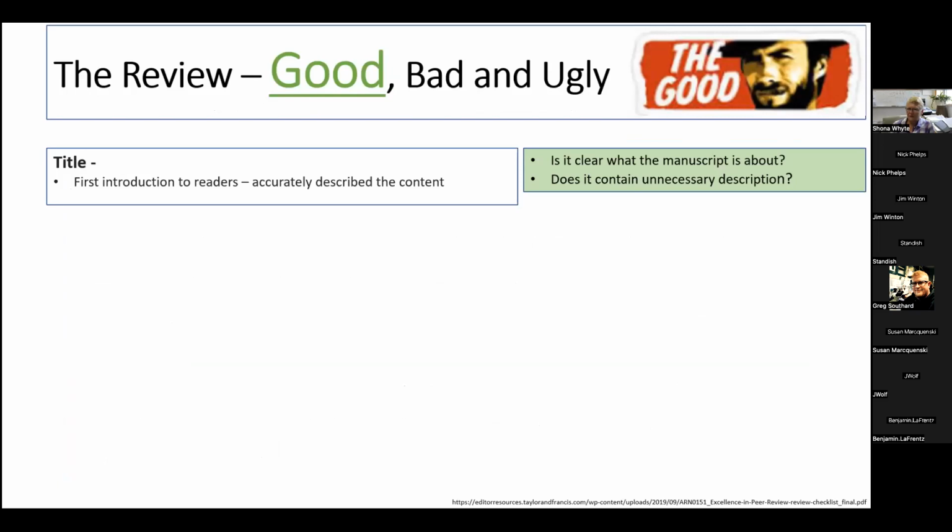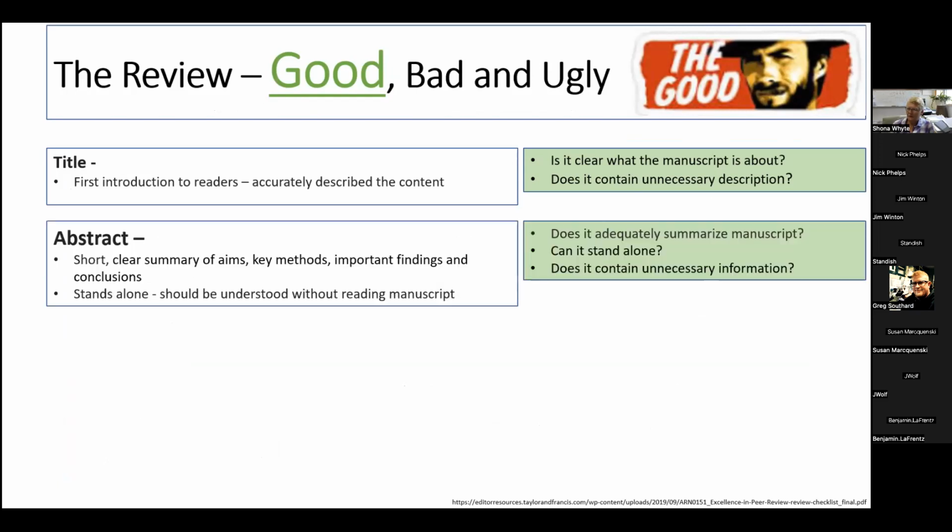So the title is the first introduction to the readers. Is it clear what the manuscript is about? Does it contain unnecessary descriptions? The abstract should be a short, clear summary of the aims, the findings and the conclusions. It should stand alone. You should be able to read it and understand what was done in the manuscript without actually having to go into the manuscript. Does it adequately summarize this manuscript? Can it stand alone? Does it contain the necessary information?